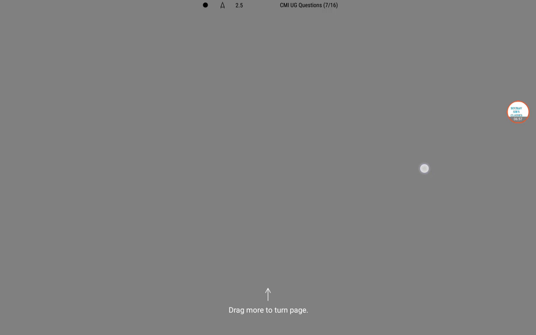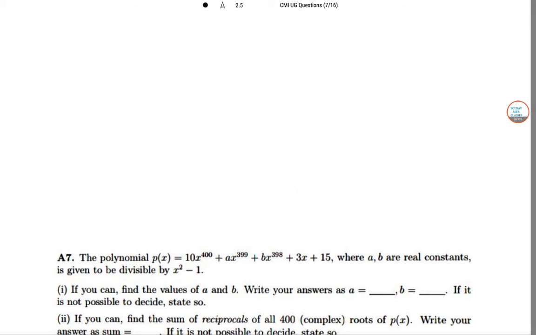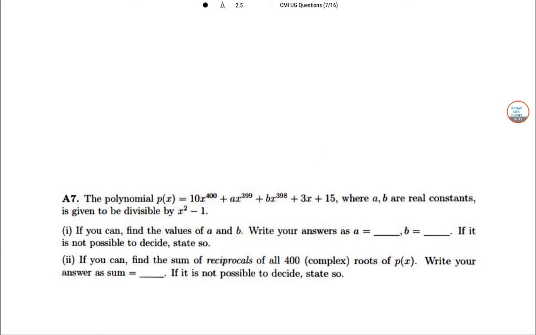Next, A7. The polynomial px equal to 10 into x to the power 400 plus a into x to the power 399 plus b into x to the power 398 plus 3x plus 15, where a and b are real constants, is given to be divisible by x square minus 1. So if you can find the values of a and b, write the answers a and b. If it is not possible, then also state it. And if you can find the sum of the reciprocals of the 400 complex roots of px, write your answer as sum.